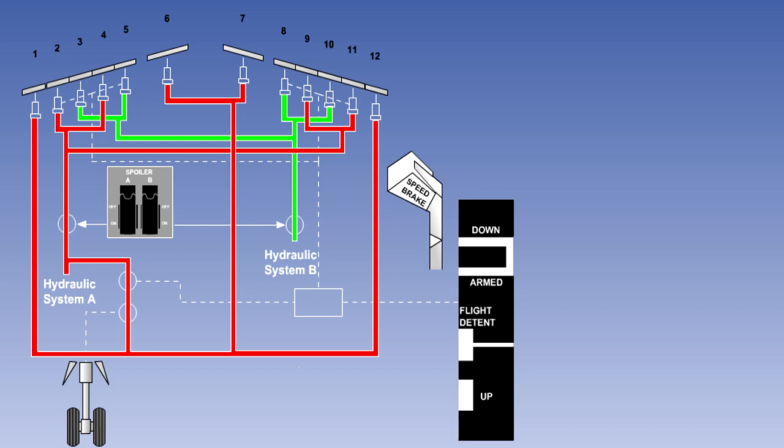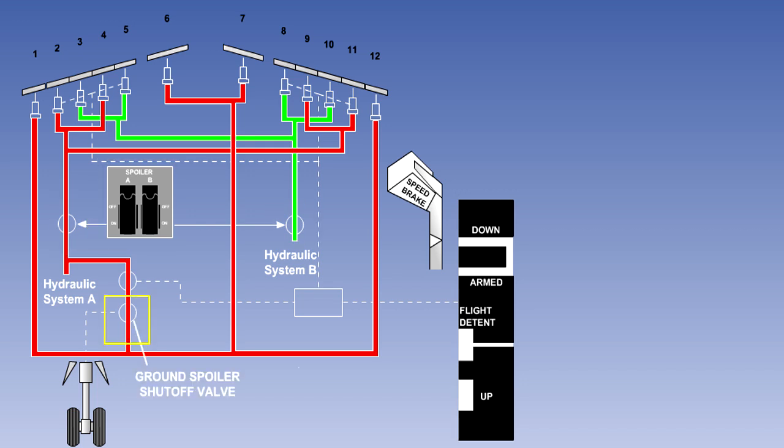Shown here is a typical spoiler control setup. To provide redundancy, 2 of the flight spoilers on each wing are powered by one hydraulic system, with the other 2 being supplied by a different system. There are hydraulic shutoff valves in the lines to the flight spoilers, controlled by flight deck operated shutoff switches.